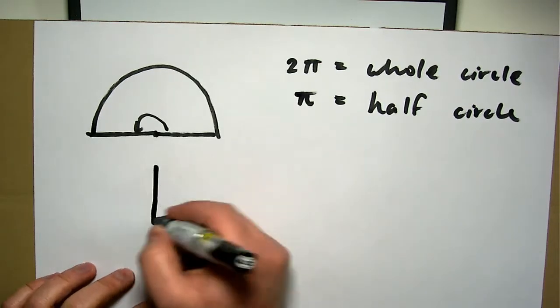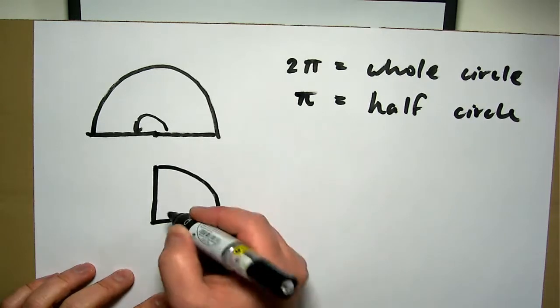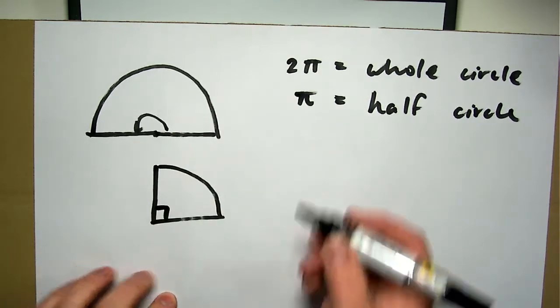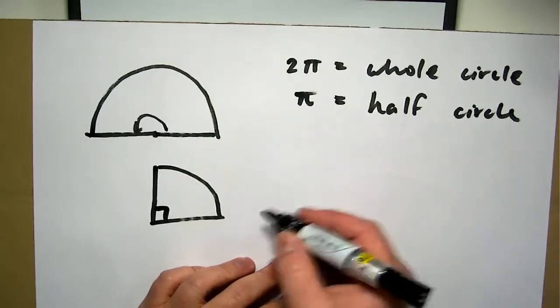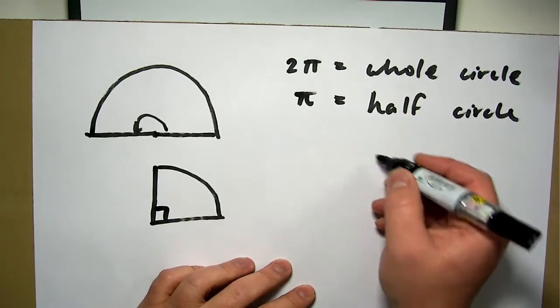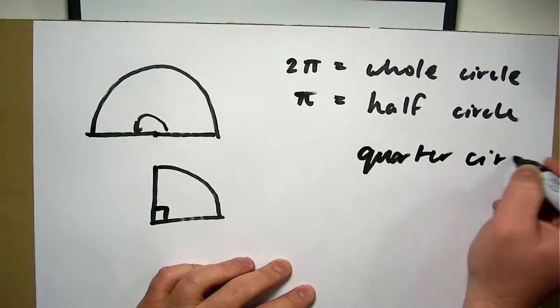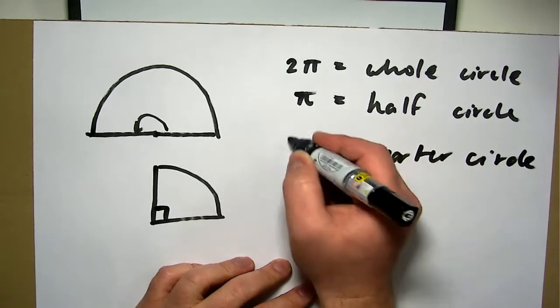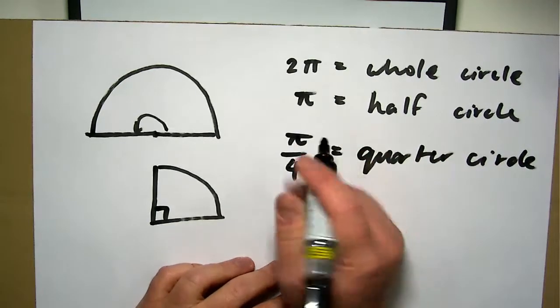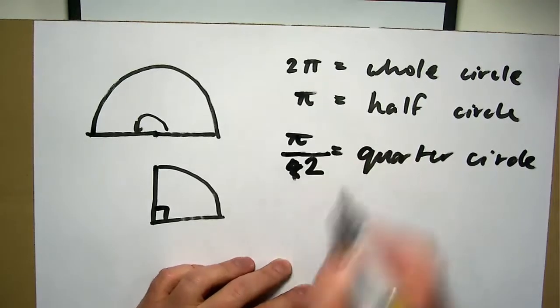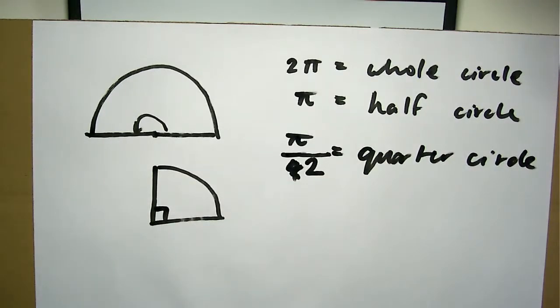Similarly, if we want to just take a quarter of a circle, well, this would be a right angle. We can just divide by half again to get a quarter of a circle, and we see that this is pi over 2 radians in a quarter circle.